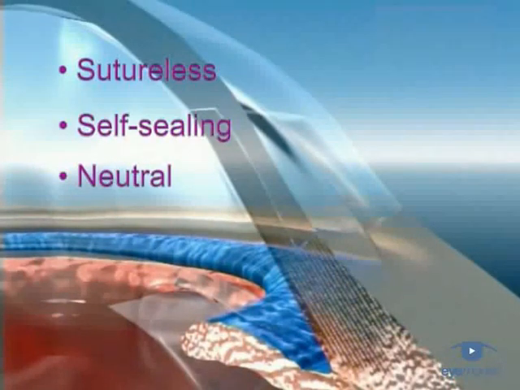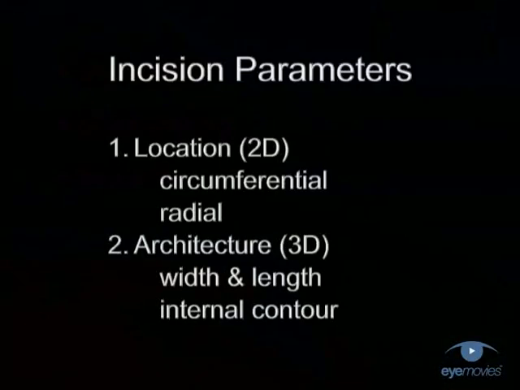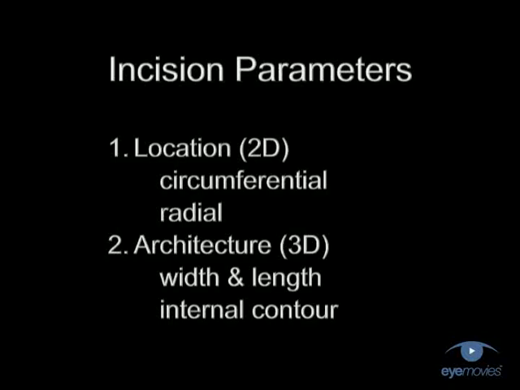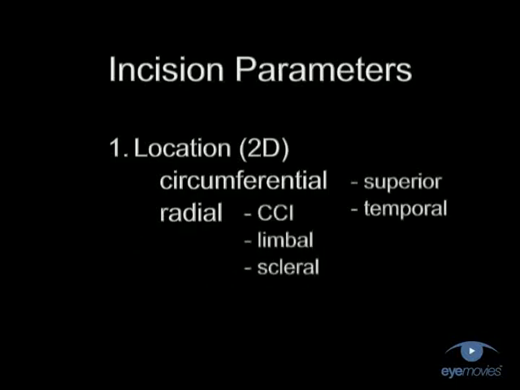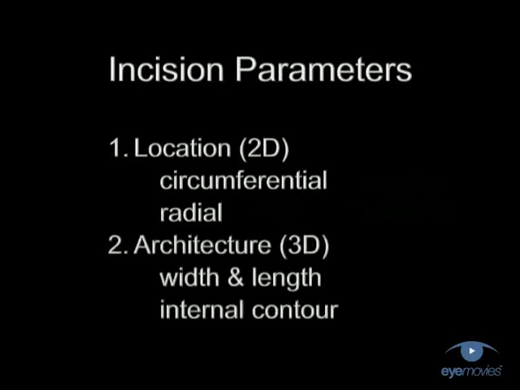All incisions can be described in terms of two defining parameters: location and architecture. Of the two, architecture is the more important because it determines the integrity and stability of the wound. Location describes its two-dimensional position, both circumferential, usually superior or temporal, and radial, either clear corneal, limbal, or scleral. Architecture describes its three-dimensional structure. This includes its width and length, together with the internal contour, which is either a single plane, two-step, or three-step.